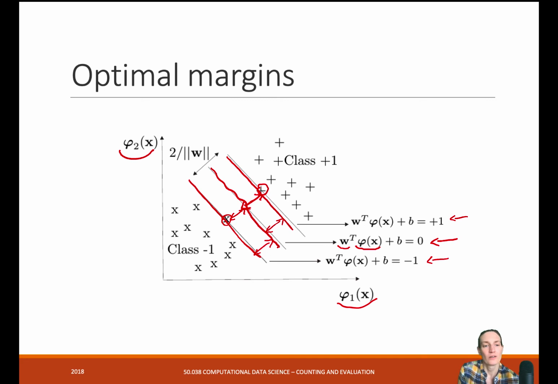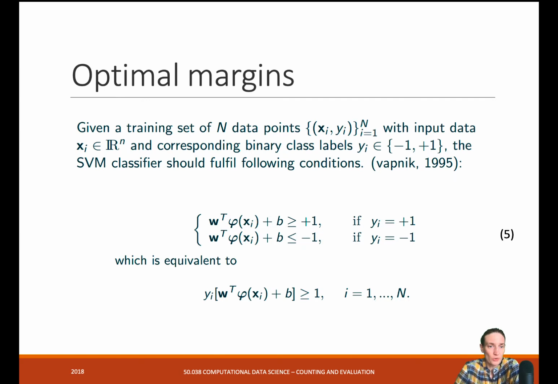Okay, so it's pretty simple if you look at it this way, except it's actually pretty hard to optimize because we're using hardcore optimization techniques. So given a training set of n data points consisting of xi's, the input variables, and yi's, the labels, with input data belonging to the real domain, and binary classification labels -1 and +1, the SVM classifier fulfills the following conditions.